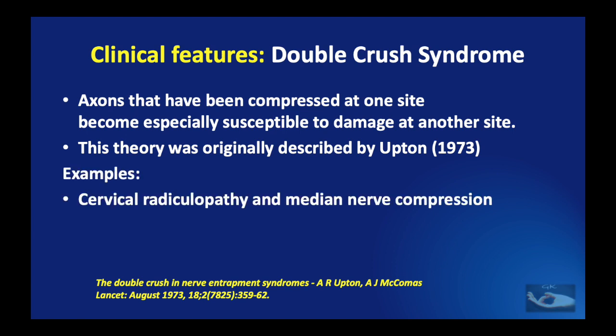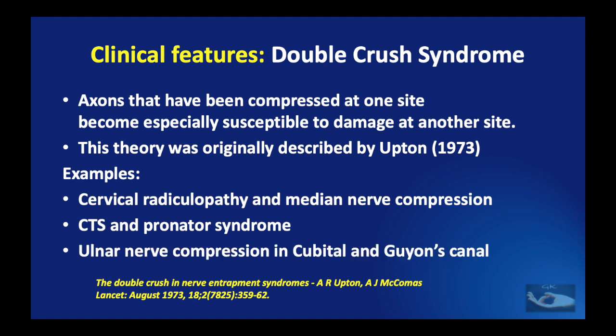Examples of double crush syndrome are cervical radiculopathy and median nerve compression, carpal tunnel syndrome occurring along with the pronator syndrome, or when ulnar nerve is involved, ulnar nerve compression both in the cubital tunnel and the Guyon's canal.